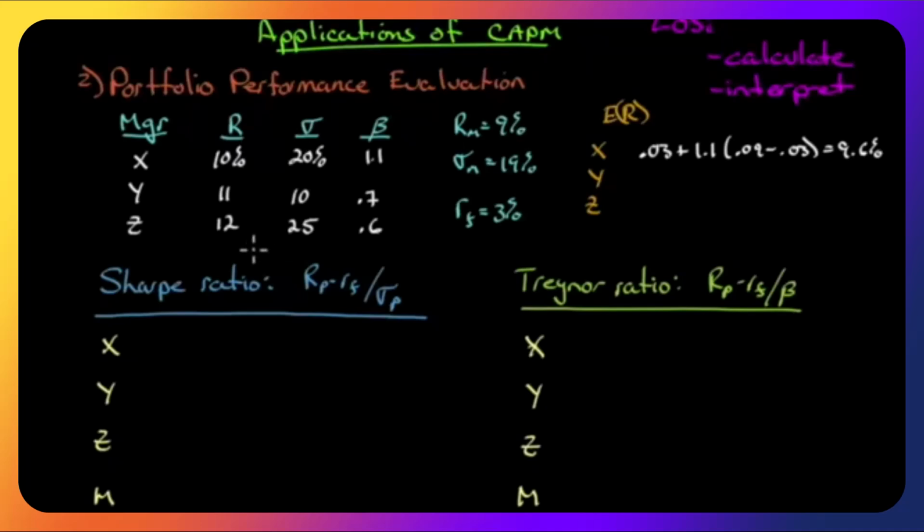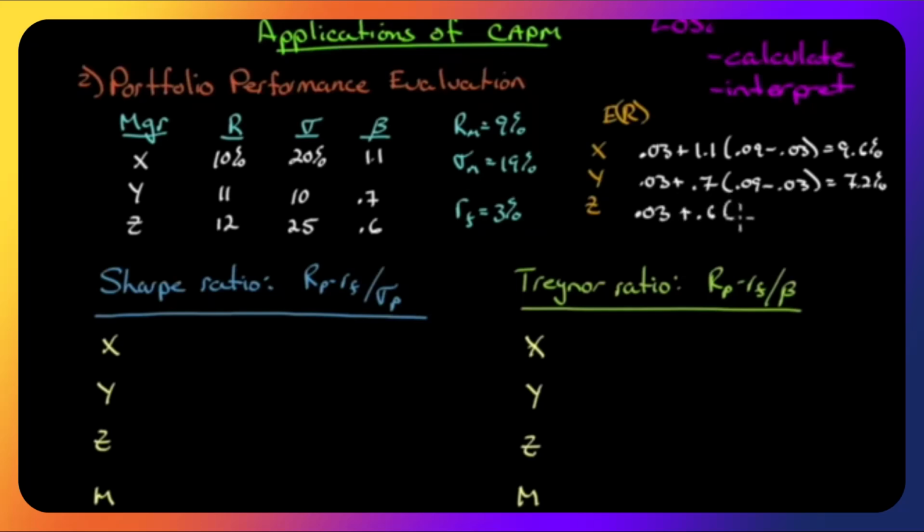What about Y? 0.03 plus, it has a beta of 0.7. And of course, what's in the bracket stays the same all the way through. The only thing that changes all the way down is beta. This will give us 7.2%. So how did Manager Y do? Should have returned 7.2%, returned 11%. Really, really good. And Z, based on CAPM, should have had a return of 0.03 plus 0.6 times 0.09 minus 0.03, equals 6.6%.